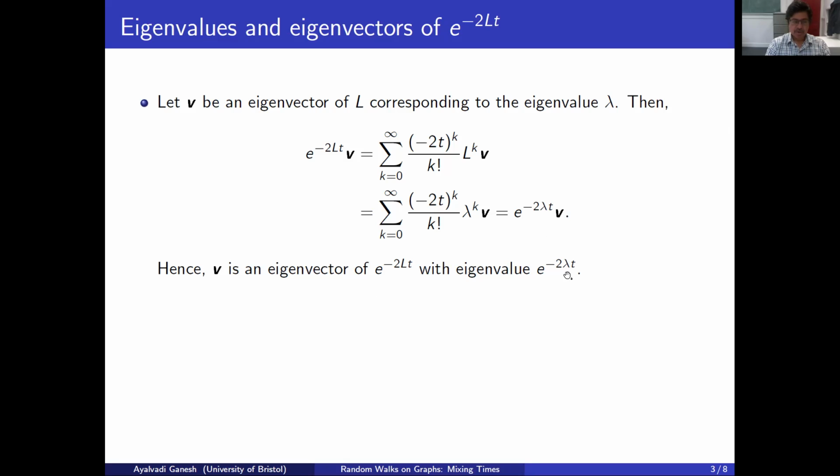So that's what I've written here. What we've shown is that the eigenvectors of the matrix e to the minus 2Lt are exactly the same as the eigenvectors of L, and their eigenvalues are related in this way. Now, what do we know about the eigenvalues of L? We already saw that its eigenvalues are real and non-negative. The smallest eigenvalue is 0, and since the graph is connected, the second smallest eigenvalue is strictly positive, and all others are strictly positive.